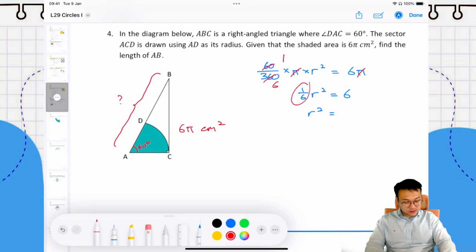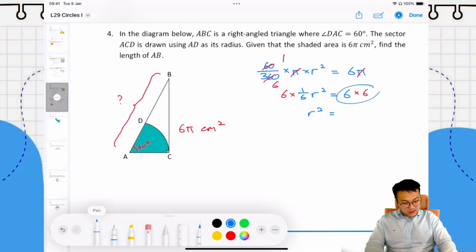Well, how do you get rid of 1/6? If you want to get rid of it, you must multiply by how many? To make it into a 1. 6. Yes, multiply by 6 on both sides. So if you multiply 6 on both sides, this is 36. Very good.